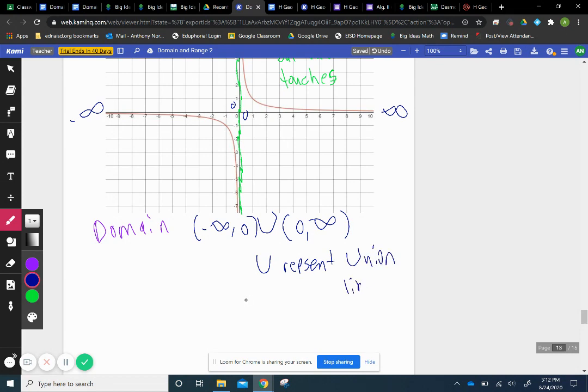Union, like marriage, means to combine. So when you have a union in marriage, you know, two people's stuff becomes one person's stuff.